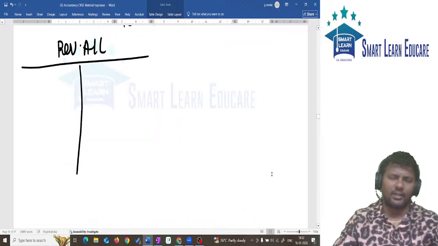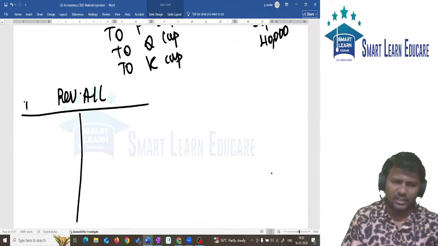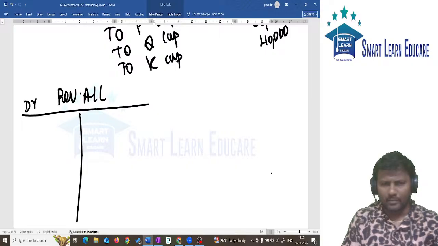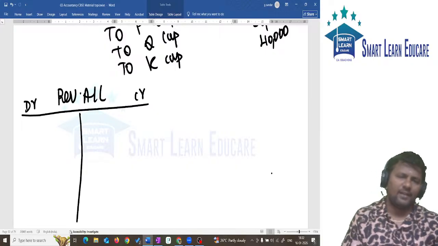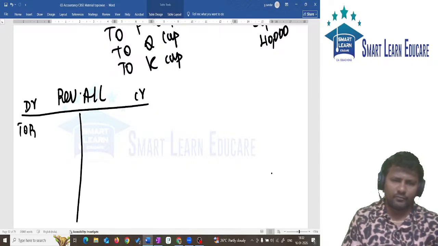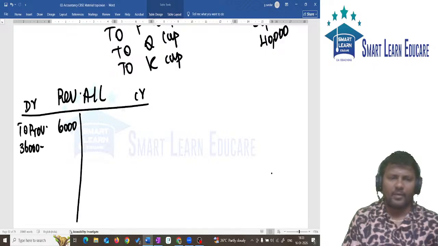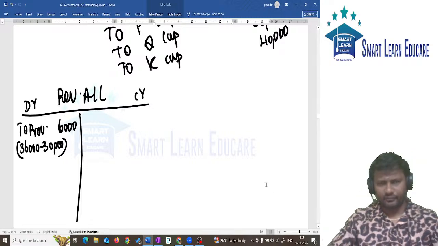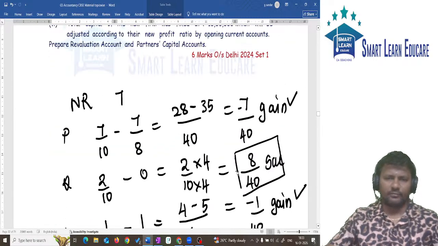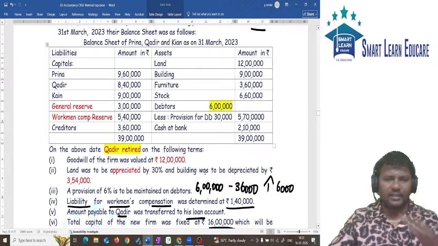Provision is a liability. Liability increases, journal entry: revaluation account debit to provision. Revaluation account debit to provision for only 6,000. How is it 6,000? 36,000 is the new provision minus existing provision 30,000. There is an increase in provision to the extent of 6,000, and for the 6,000 we should pass the entry.